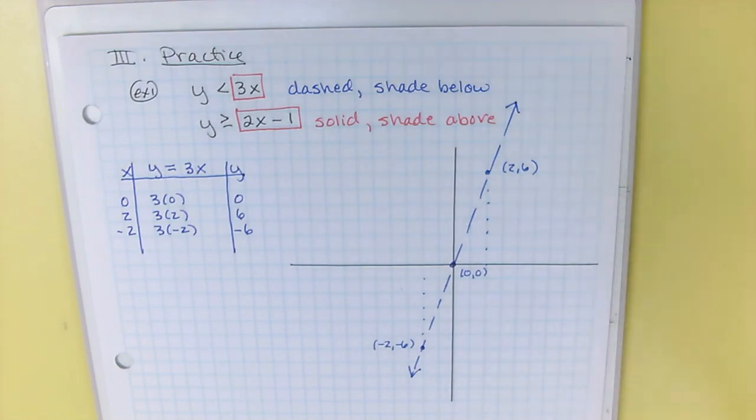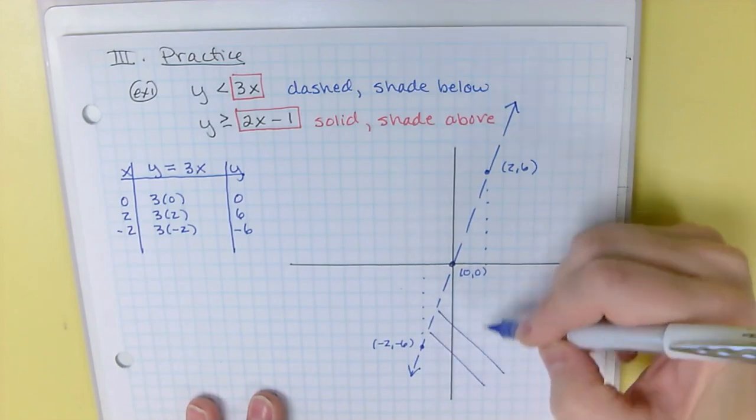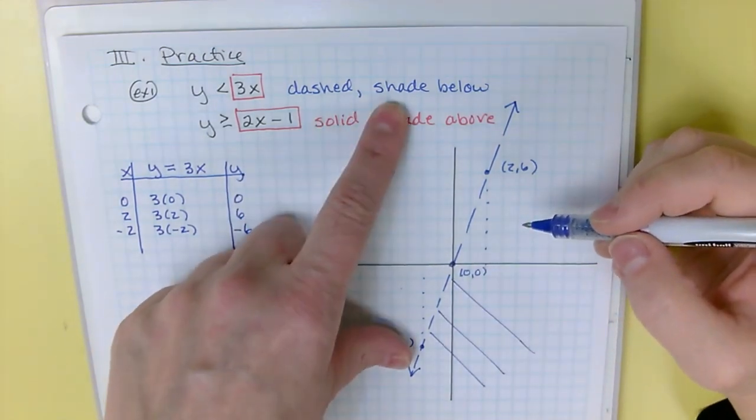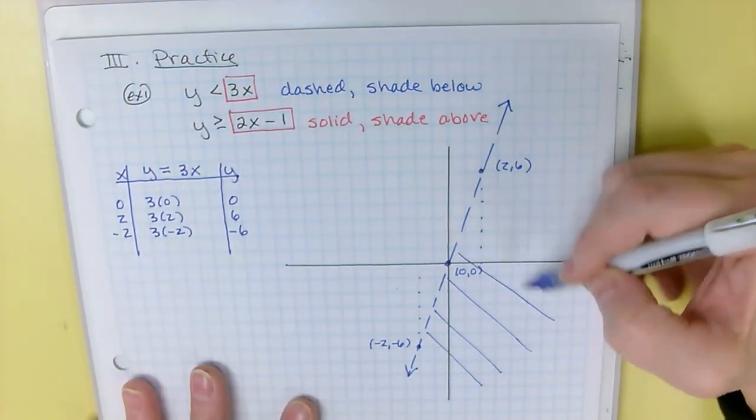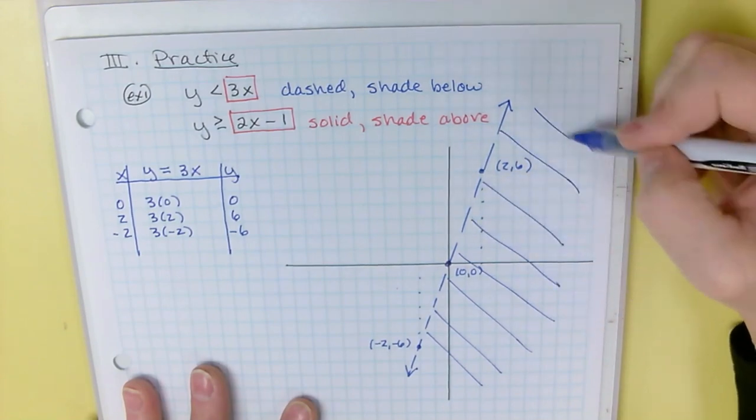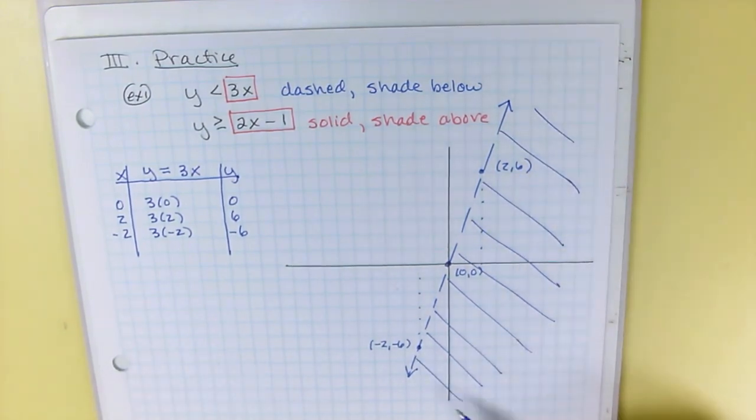Okay, when you shade, we don't scribble. That just gets super messy. You just stripe it, and just stripe it at an angle that's not vertical or horizontal. So I usually just pick some angle, and this is below because y is less than 3x. So I'm going to shade below the line. And you shade from edge to edge on your graphing region.